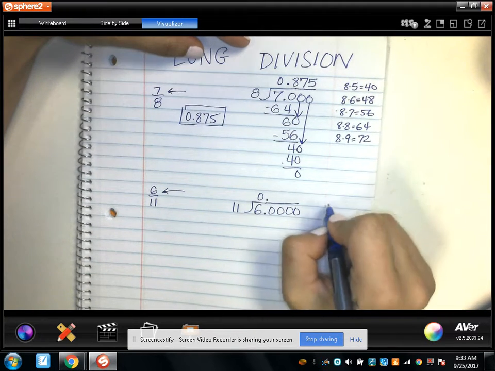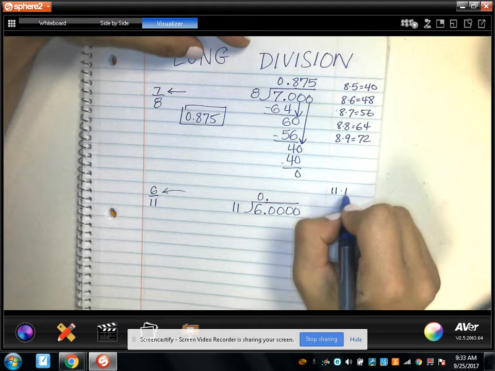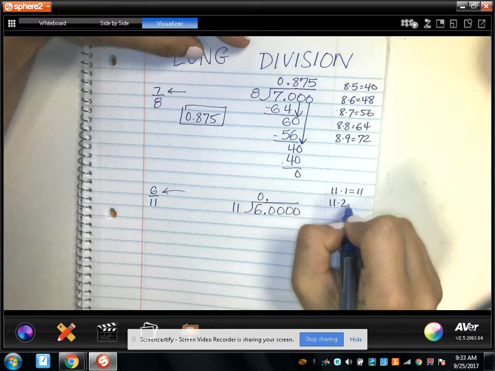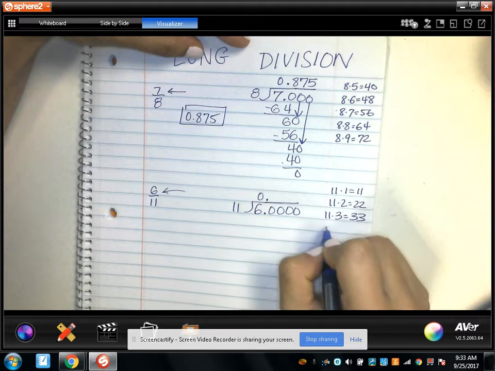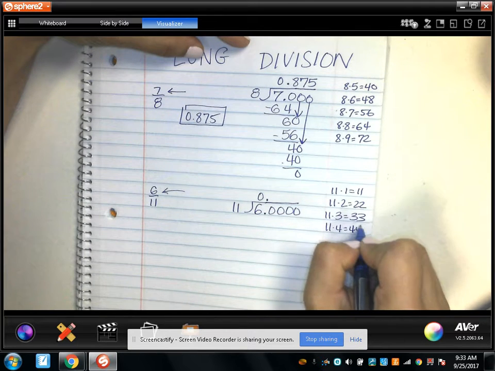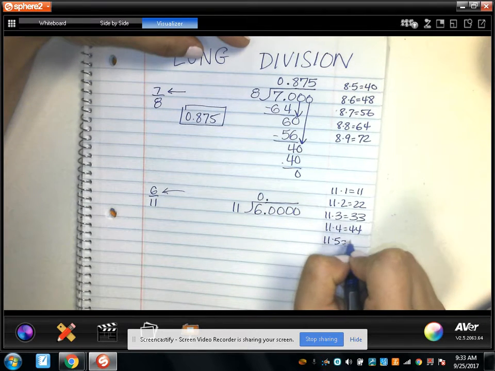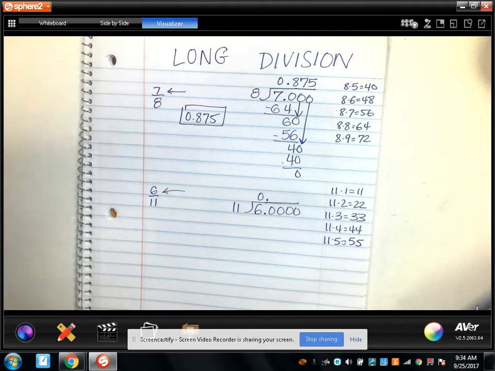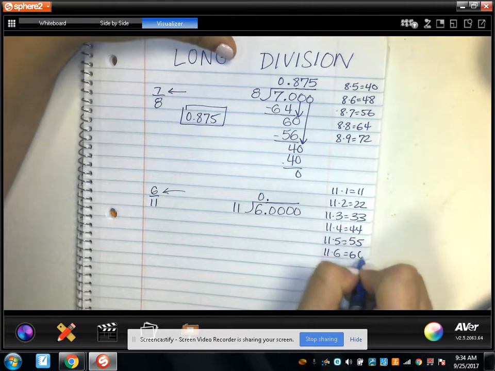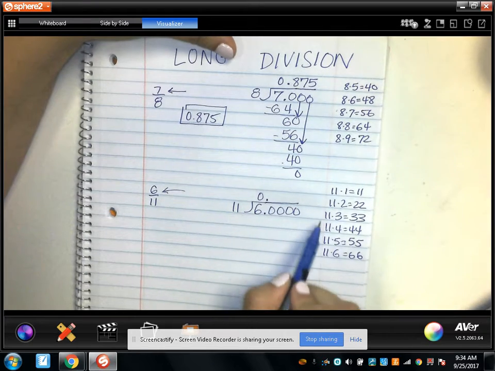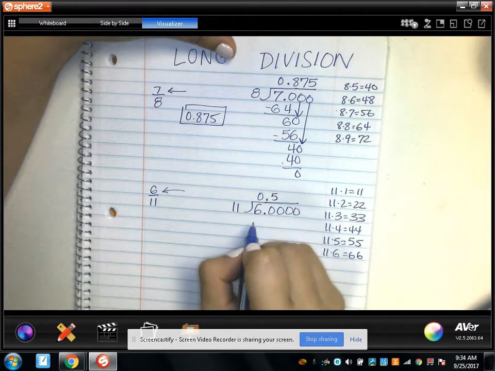All right, I know that 11 times 1 is 11, 11 times 2 is 22, 11 times 3 is 33, 11 times 4 is 44, 11 times 5 is 55. Sometimes listing the multiples helps you solve the problem. 11 times 6 is 66. So how many times does 11 fit into 60? 5 times. 5 times 11 is 55.